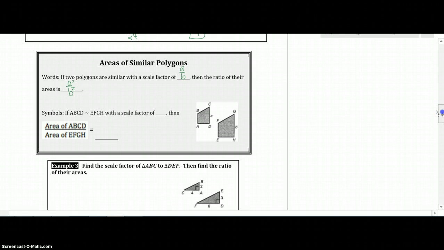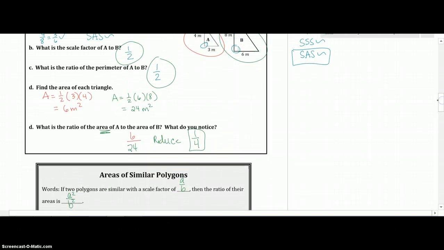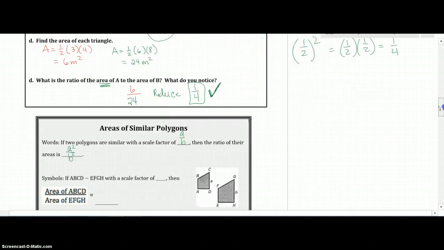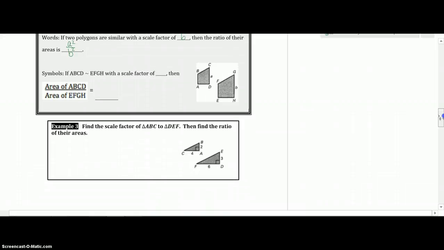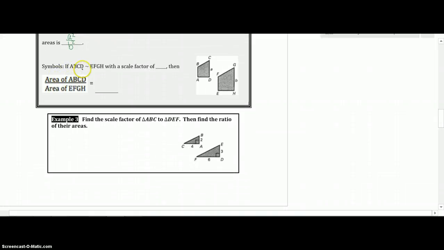Okay, so let's test that above. If you have the ratio of the sides, which is 1/2, if you square that, remember that's just 1/2 times 1/2, and when you multiply fractions, you just multiply straight across, which gives you 1/4. And that is indeed the ratio of the area that we found. So in symbols, if ABCD is similar to EFGH with a scale factor of A to B, again, the area of ABCD over the area of EFGH is just A squared over B squared.